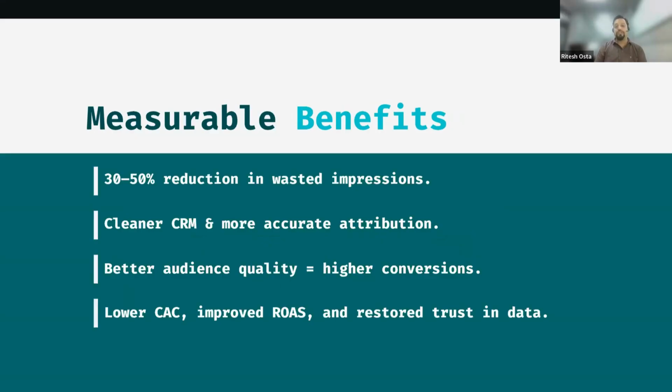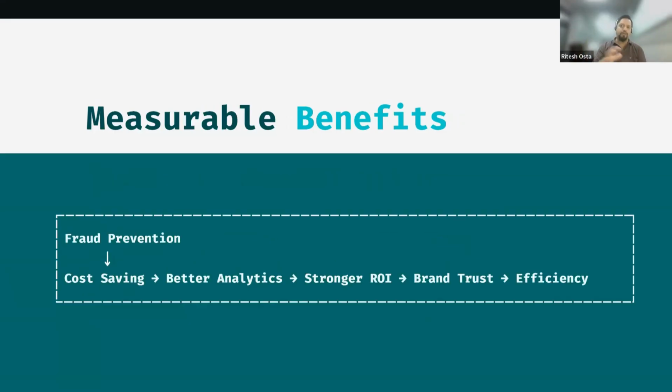What we have seen is a 32% reduction in wasted impressions. Cleaner CRM, more accurate attribution, better audience quality, higher conversion, lower CAC, improved ROAS, and restored trust in data. That's what we have seen, a 30 to 50% reduction. It's a huge benefit. If you do it right, it's going to completely transform how you're running your paid ads. So fraud prevention helps you with cost saving, better analytics, stronger ROI, and brand trust and efficiency.